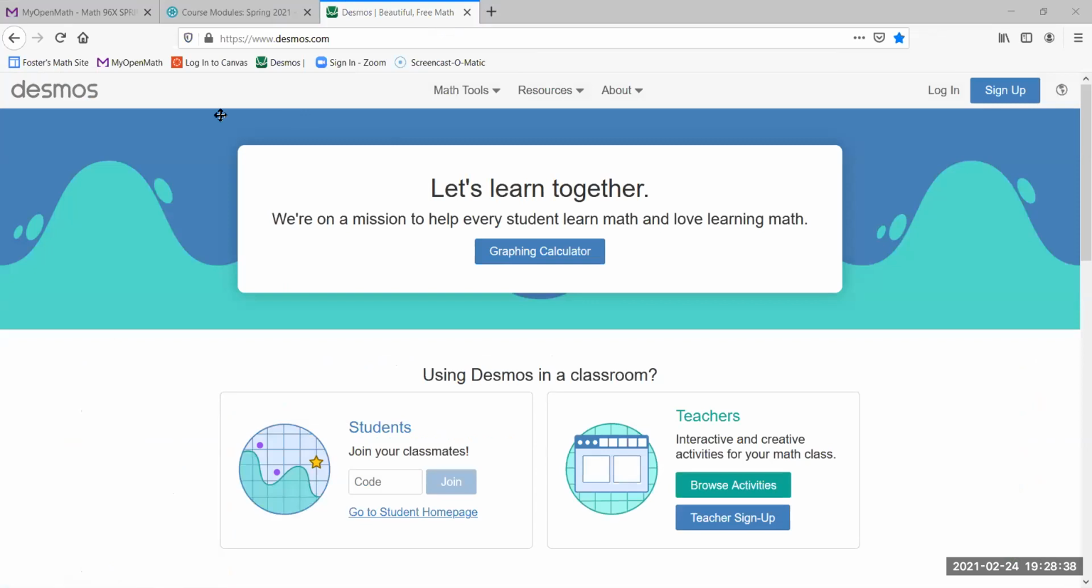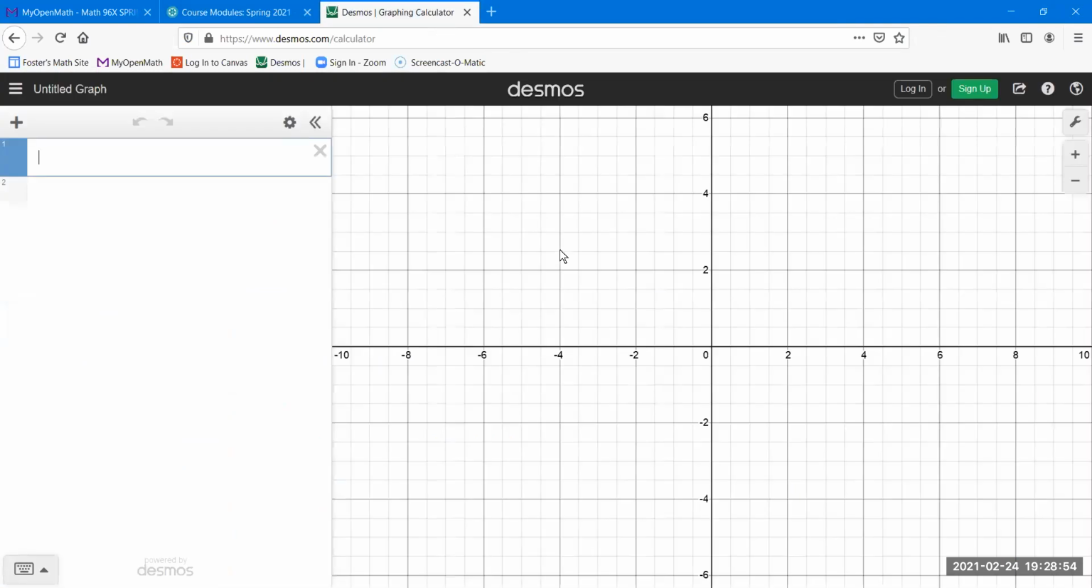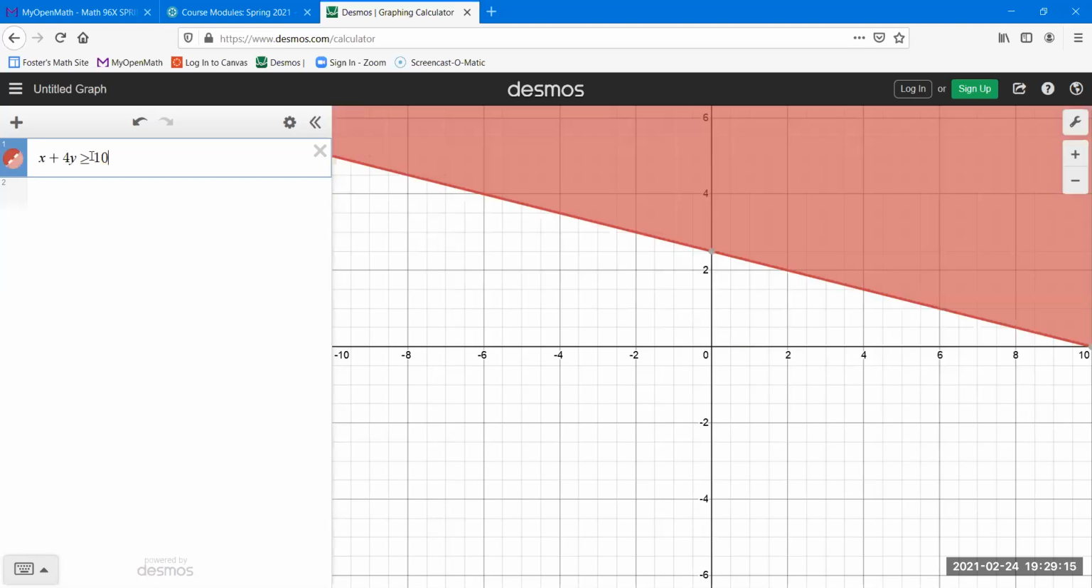It's called desmos.com. It's free. Some teachers like this so much that they're actually teaching their entire class with this. I don't know how, but they are. So you click on the thing in the center, and our first equation was x plus 4y greater than or equal to 10. You hit the greater than symbol, and then you hit the equal. That's how you get greater than or equal to, and you get 10.